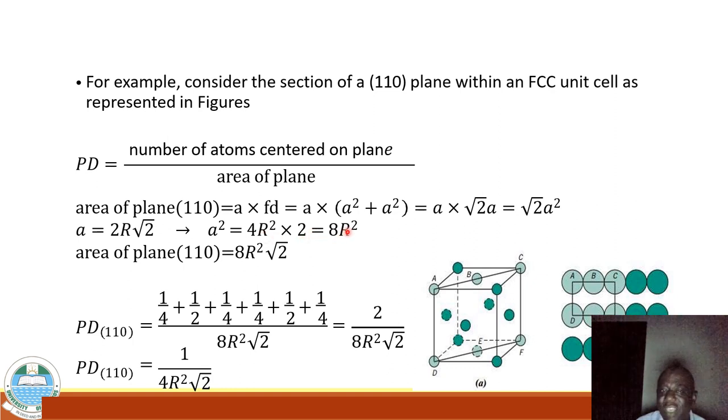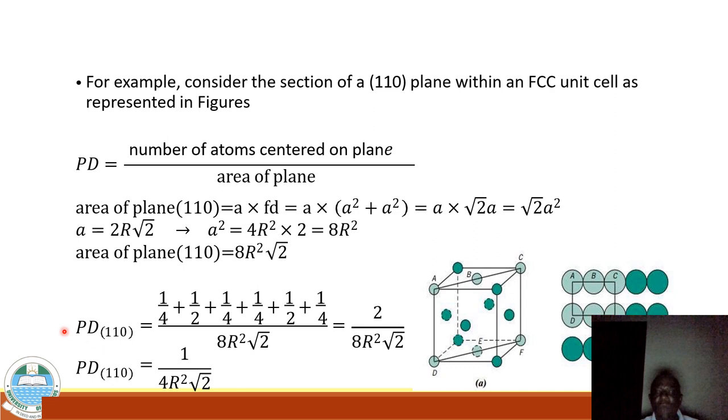Multiply by 2, it gives you 8R squared. So area of plane will now be this multiplied by this. And that is how they got 8R squared into root 2. Because this is A, this is A root, this side is A root 2.